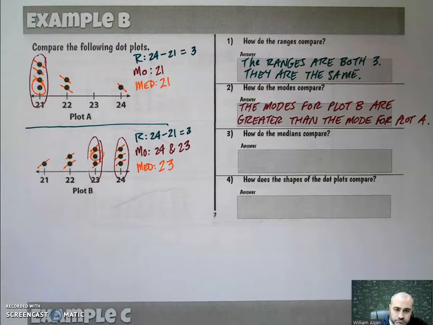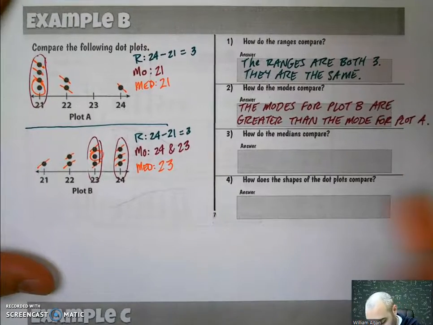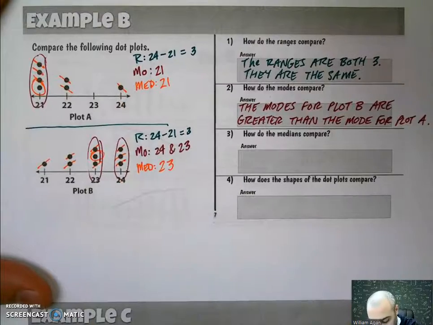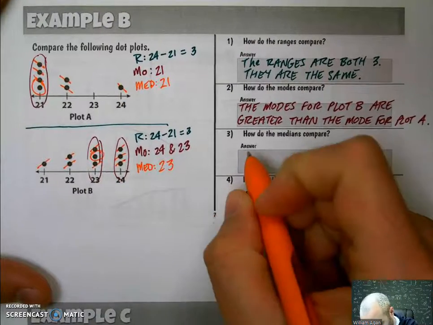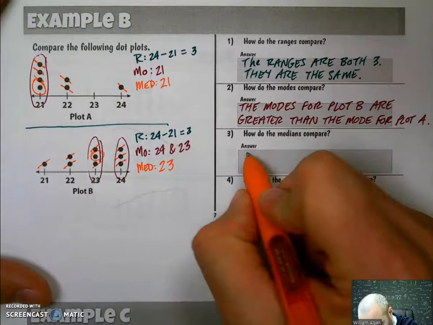And the medians. How do the medians compare? Well, the median for plot B is 23. The median for plot A is 21. So the median for plot B is greater than the median for plot A.